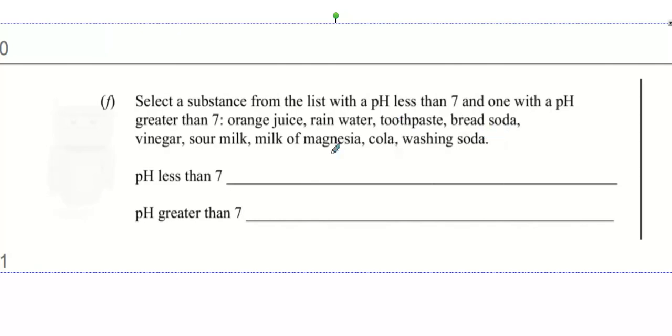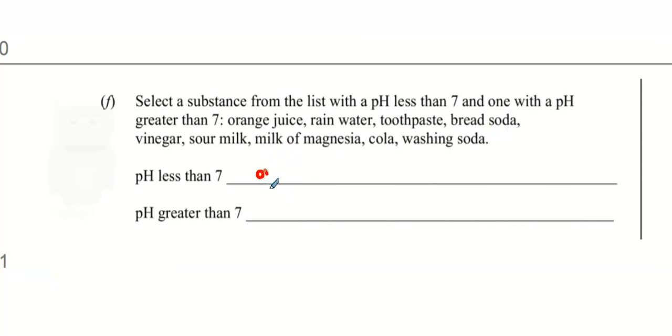Okay, question 20. Select a substance from the list with a pH less than 7. Orange is an acid. Orange juice. Okay, and then pH greater than 7 would be washing soda. Picking the easy ones.